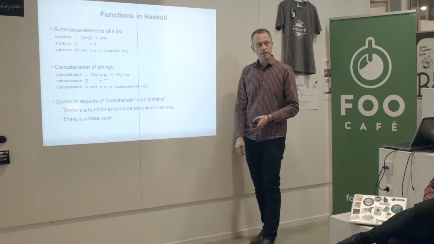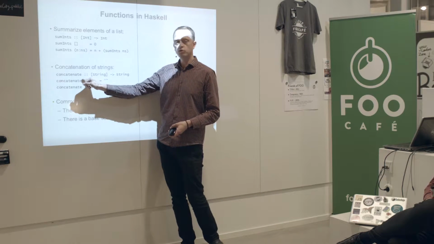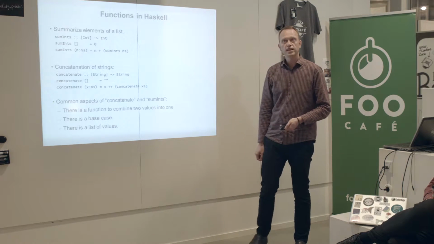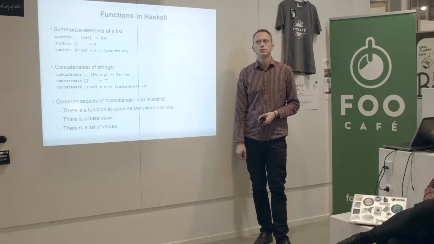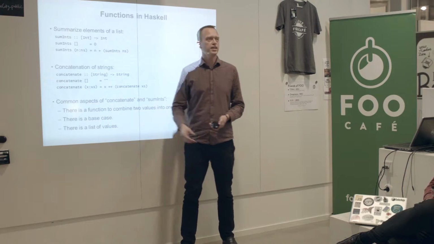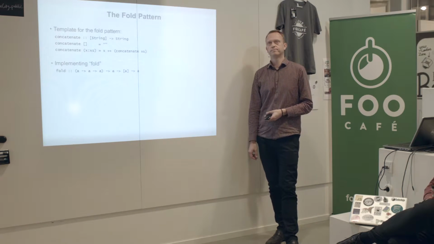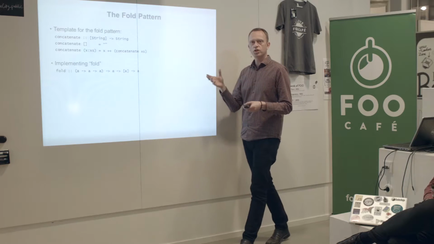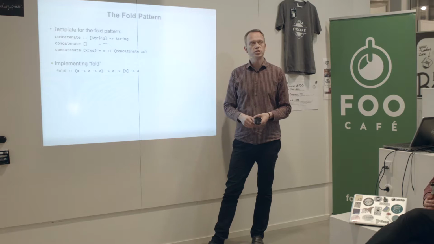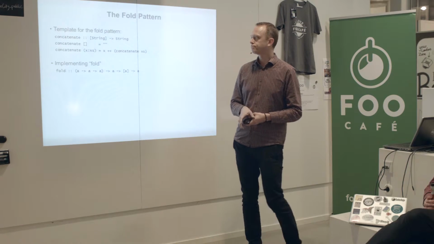Secondly, there is a base case. This is the value we will resort to when we try to perform this operation on the empty list. And third, there is a list of values. So why don't we try to write a function that tries to capture this aspect of what we're doing? And we will call that the fold pattern. So the idea is to write some function that takes all of these aspects as arguments and tries to apply this function and fold the whole list into this one single element.